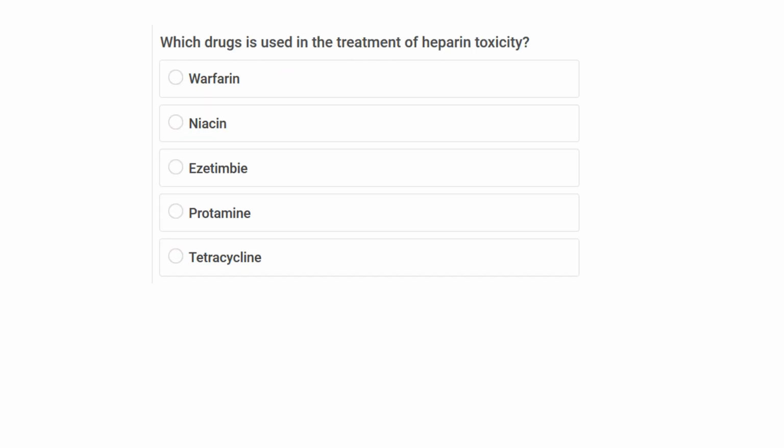Which drugs are used in the treatment of heparin toxicity? This I have mentioned again and again. There is chemical antagonism of heparin with protamine sulfate. You can well answer it, but I need you to answer it in your notebook and send the images on the WhatsApp group.